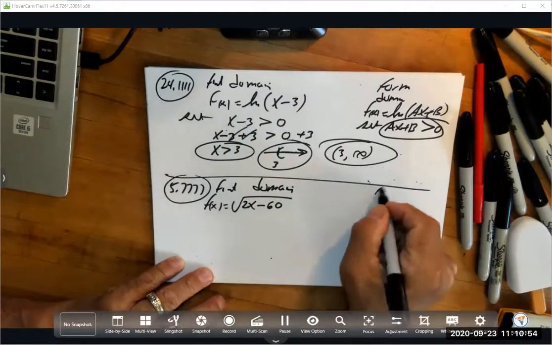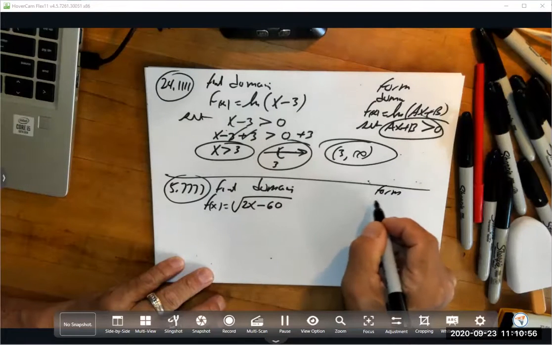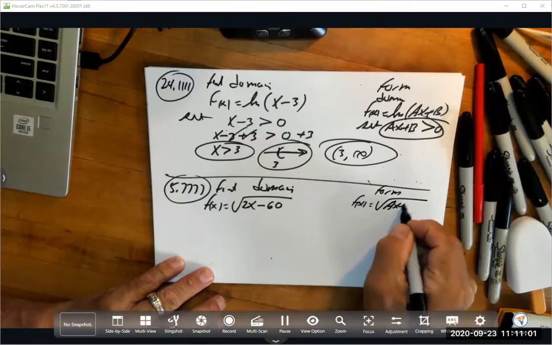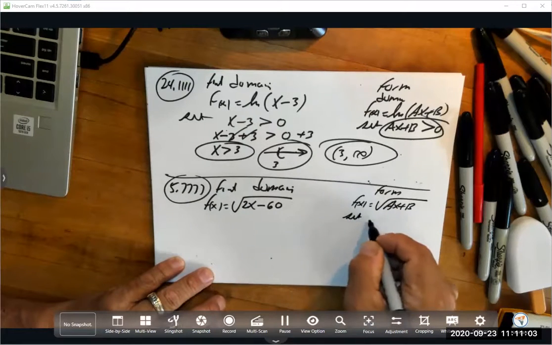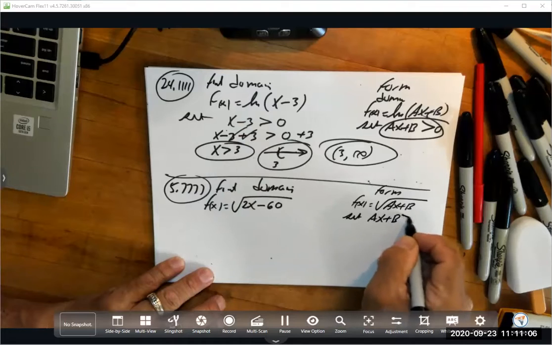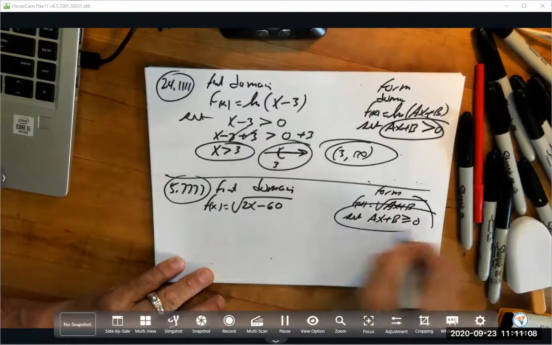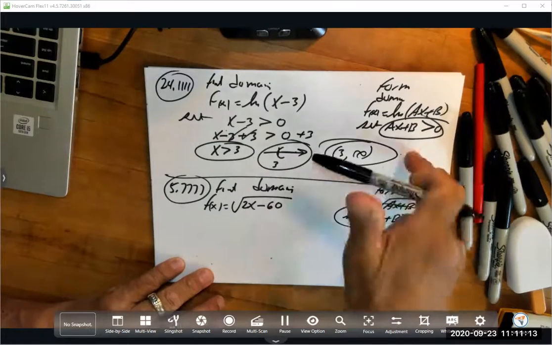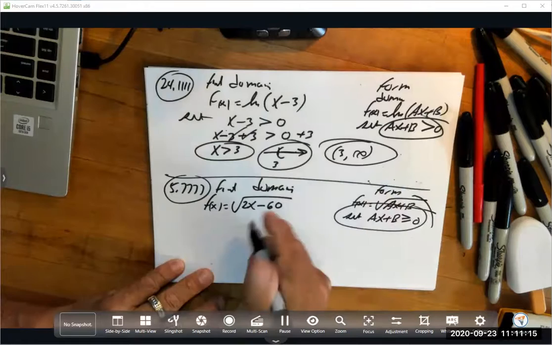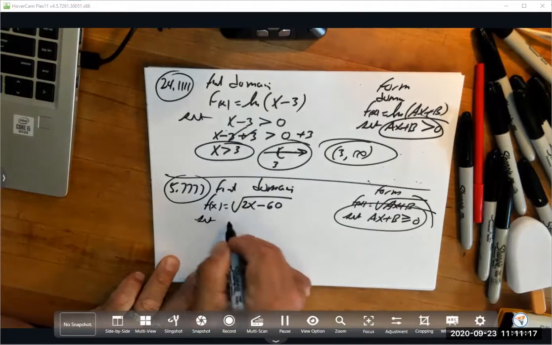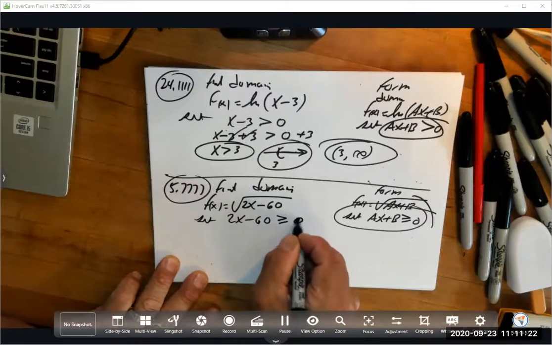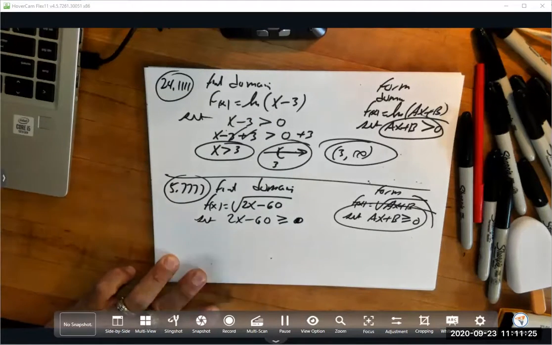This one, the formula says: if f of x equals the square root of whatever it is, something generic, when you set this one up, you're going to go ax plus b bigger than or equal to 0. Okay? There's a difference. This one bigger than 0, this one bigger than or equal to 0. That's the difference right there. So this one, I'm going to set it up. It's going to say 2x minus 60 is bigger than or equal to 0. Okay, everybody see step 1? A little bit different from this one.